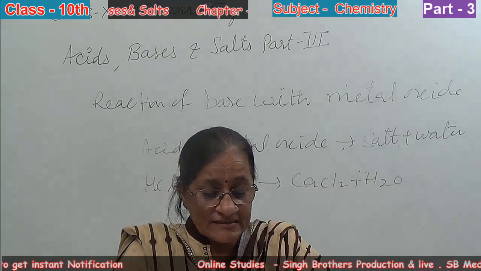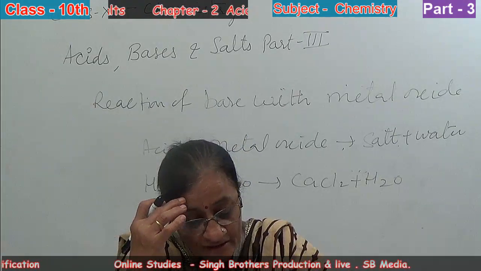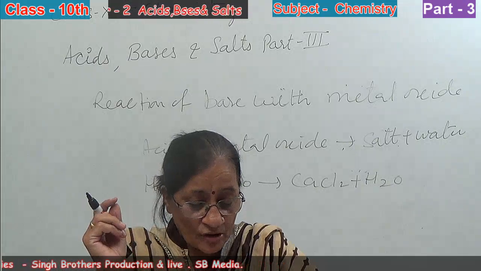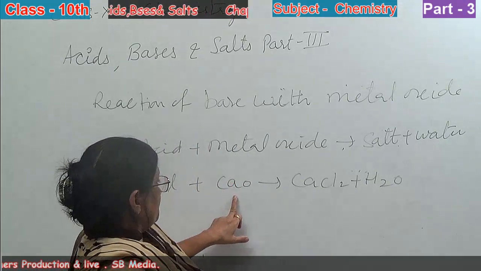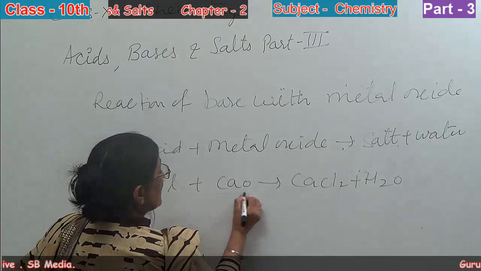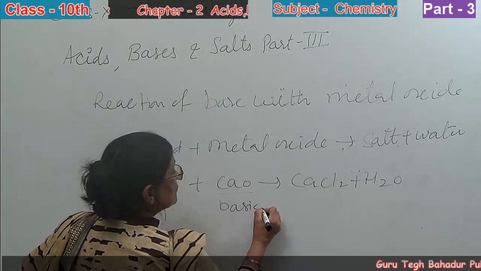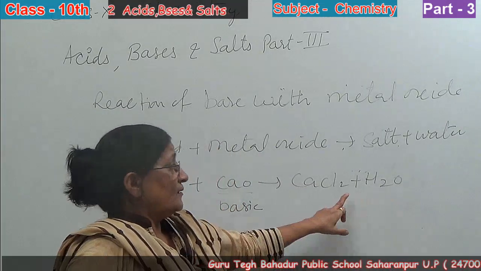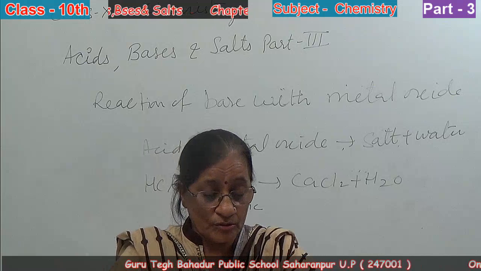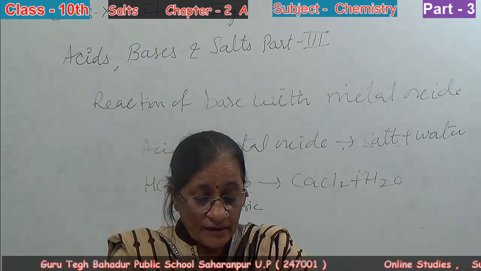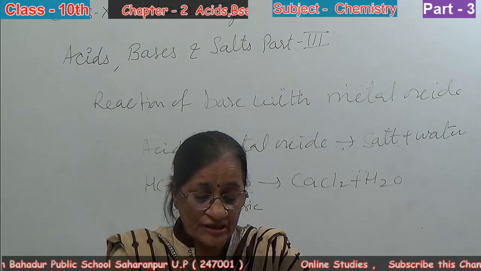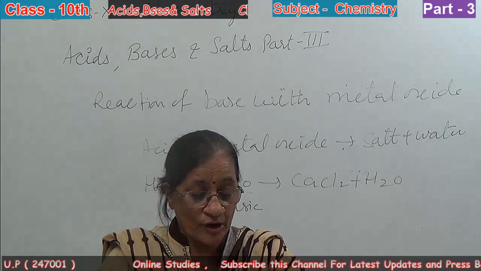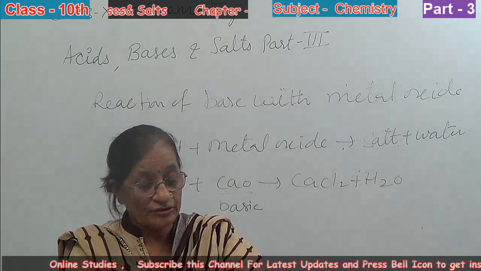So in this case, calcium is a metal, thus calcium oxide is a metallic oxide which is basic in nature. Being basic in nature, it forms the salt calcium chloride and water. So in this case also, when acid reacts with calcium oxide, a neutralization reaction takes place and calcium chloride along with water is formed.